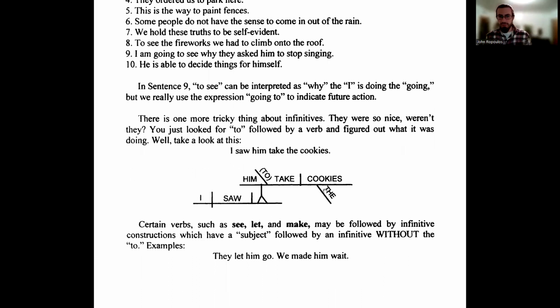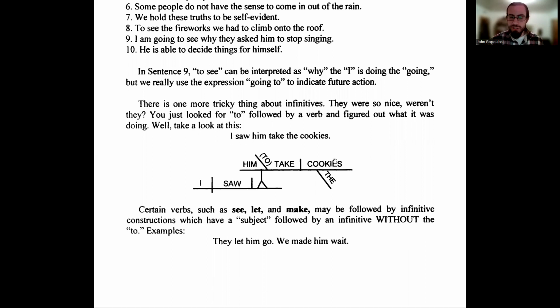One tricky thing, it's really the only tricky thing. In sentence 9, to see can be turned as why. Okay. There's one more tricky thing about infinitives. They were so nice, weren't they? You just looked for to followed by a verb and figured out what it was doing. Well, take a look at this. I saw him take the cookies.